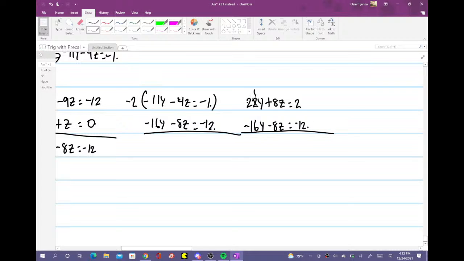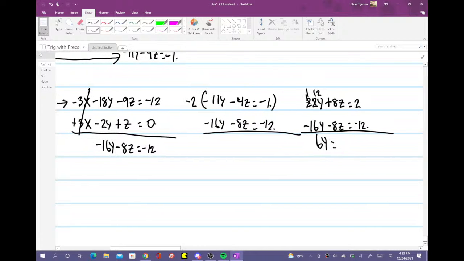So 6y equals, let's see here. I'm not sure if I did that one right. Or maybe I did. I think I did, but I'm not sure. 6y equals negative 10. Divide by 6 on both sides, we get y equals negative 5/3. I believe that's what it is. I could be wrong, but I believe that's what it is.